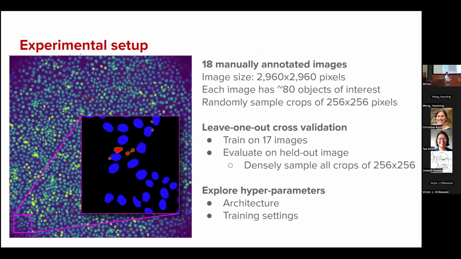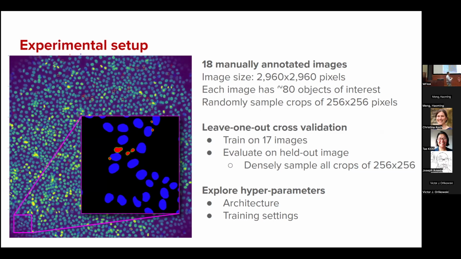Our experiments require images like this. In total, they are like 3,000 by 3,000 pixels. The micronuclei are very tiny, and we have to look at a higher magnification in order to see them. In fact, we only had 18 manually annotated images. So this is a computationally expensive problem, but it's not a big data problem, if you want.